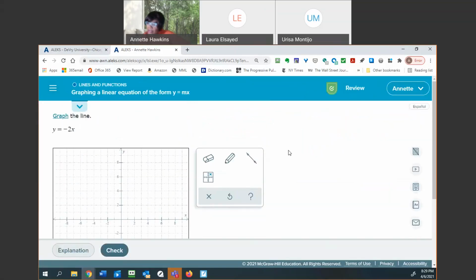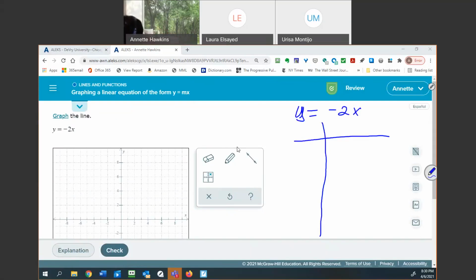All right, it says graph the line y equals -2x. So what is your strategy? This is what we do, especially since you're getting started. You're told to graph the line y equals -2x. What you want to do is make your table. You put x here and y equals -2x here.